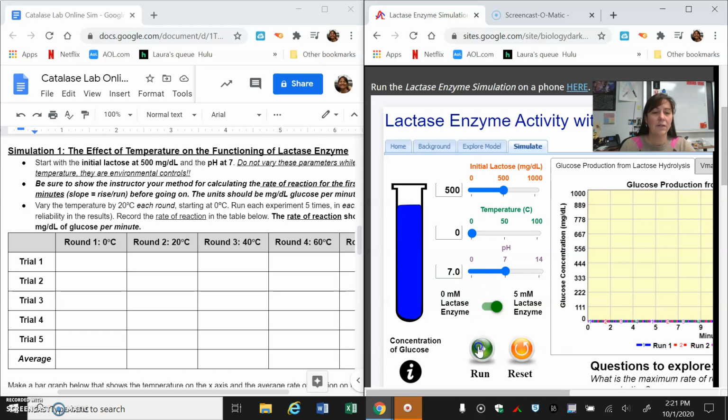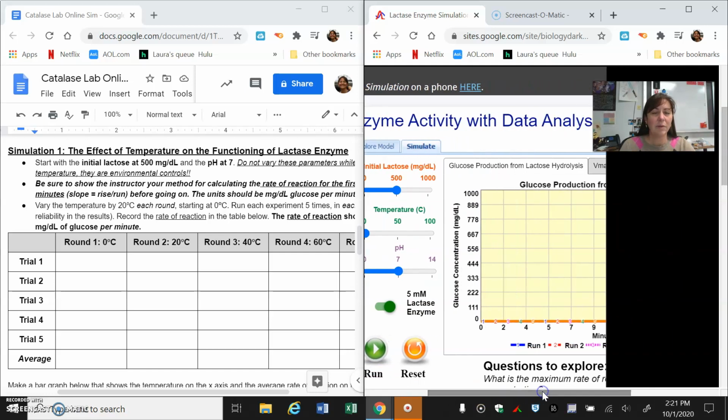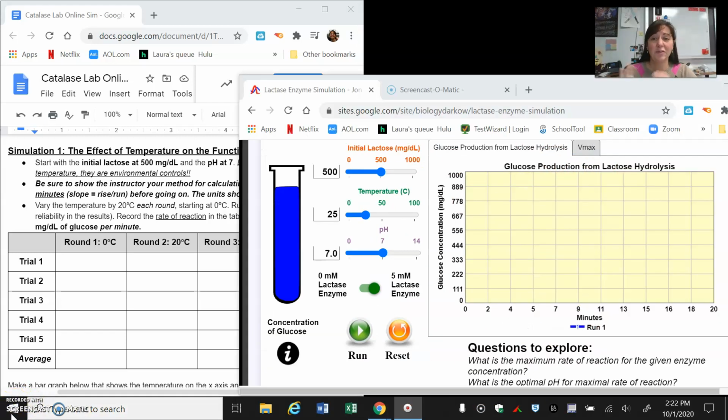Okay, and so you can see that now all of that data shows up on my graph, or at least it should. Sorry about that. I fixed it so now we can see it. All right, so again, I'm going to make sure that this is at 0, and I'm going to hit run 5 times.